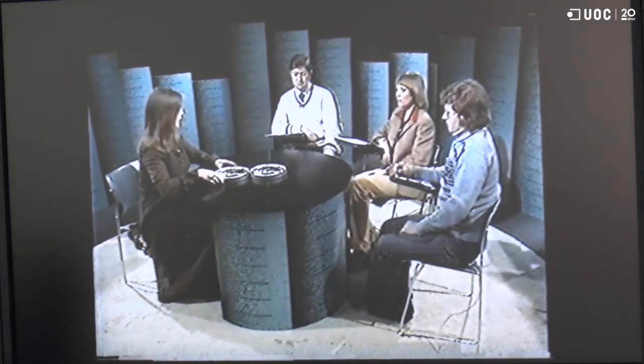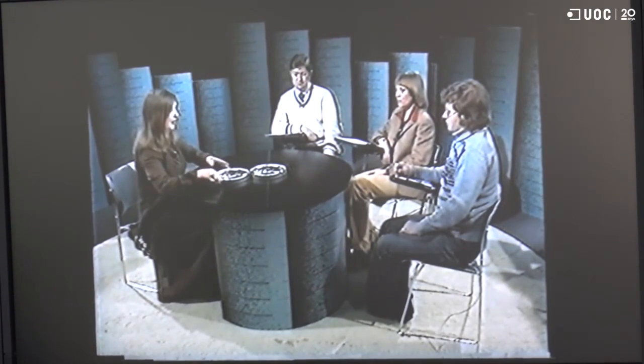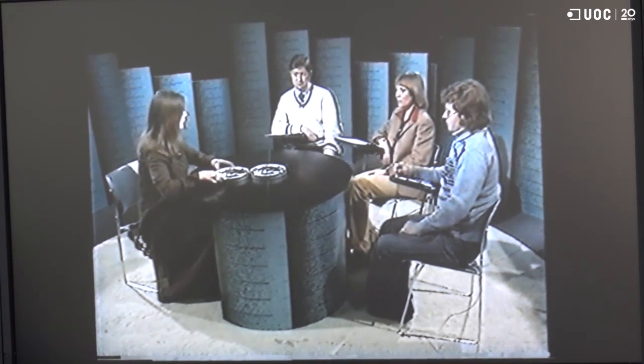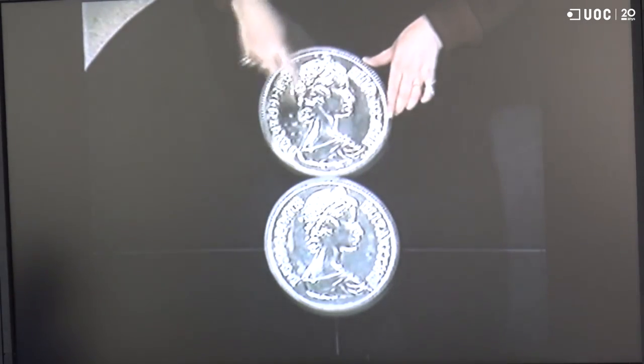Joan Bliss is setting the problem. So, this coin rolls on that one complete lap, till it comes back to where it started from. When this happens, how many times does the coin turn on its own center? How many times does the Queen's head go around on itself?